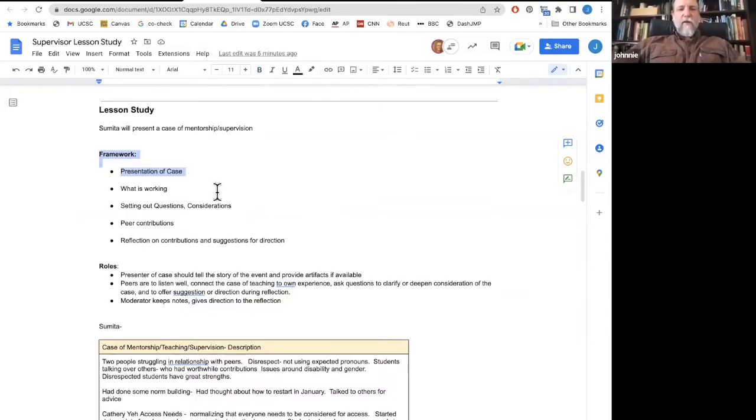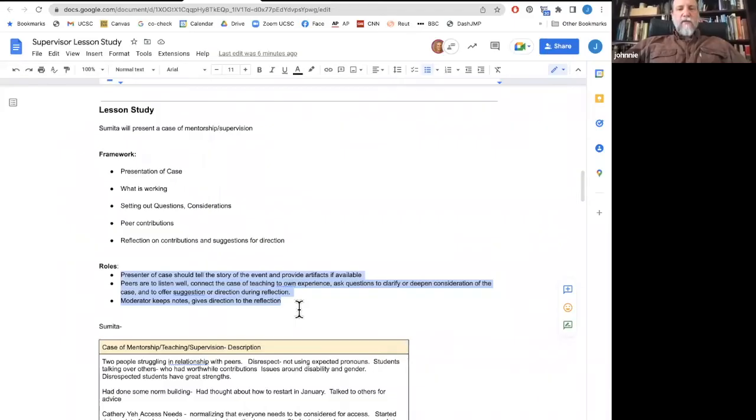And that case will talk about, as she shares her case, she will be sharing what's working, questions and considerations that go along, and that follows with peer contributions and then reflections on contributions and suggestions for directions. So this is important because we're going to ask you to think about these for yourself as well.